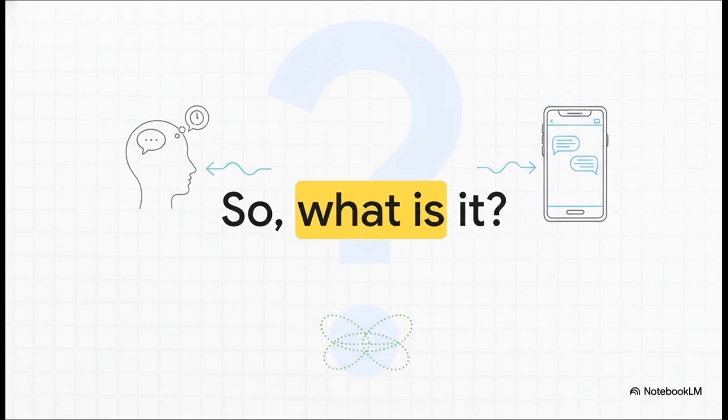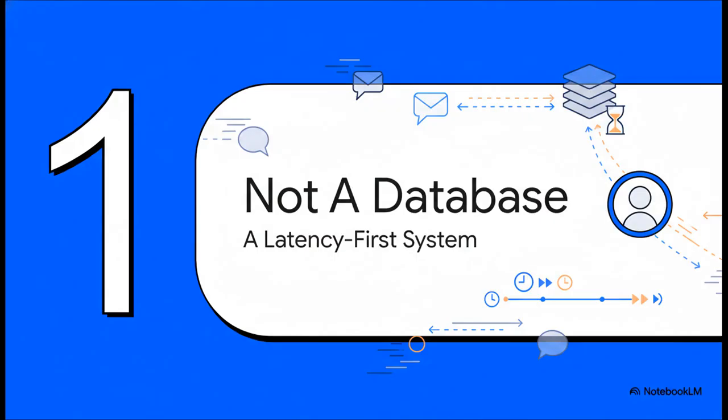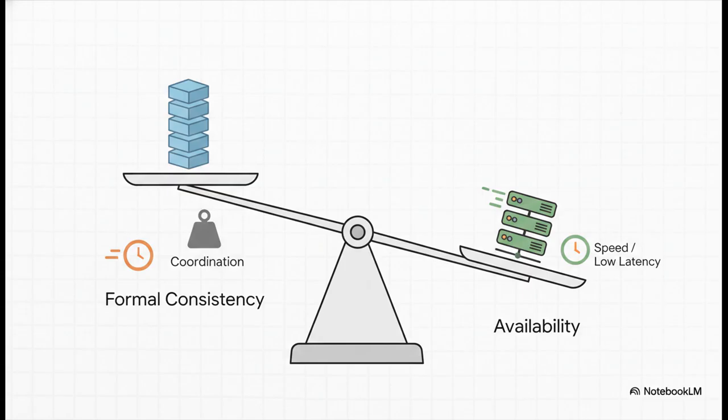Well, the answer is you have to design for human perception first. And once you do that, it changes absolutely everything about the architecture. Okay, so if it's not a database, then what is it? You have to think of it as a system that is completely obsessed with one thing: latency. It's all about how long it takes for you, the user, to feel like your message has sent. The whole system is built to make the experience feel instantaneous, even if behind the scenes a bunch of stuff is still catching up. And here's the crucial trade-off.